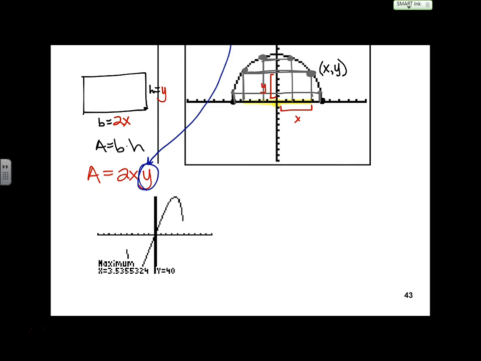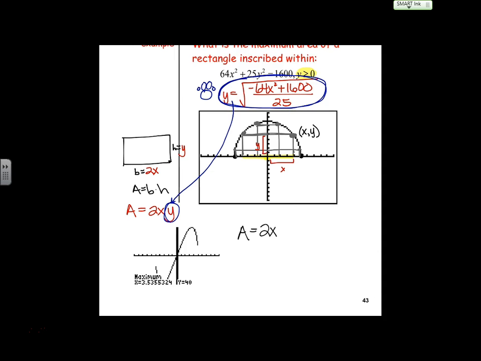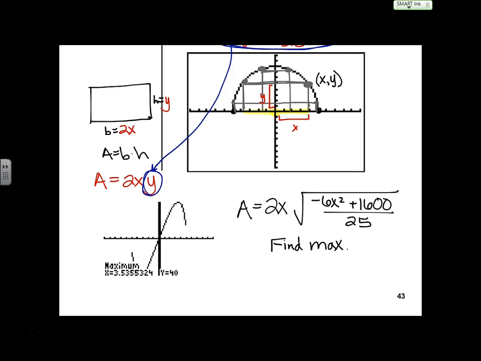So then we're going to take that A, and plug in said y: 2x times the big old nasty whatever, calculator can handle it, square root of negative 64x squared plus 1600 all over 25. Whew. What do they want us to do to this function? Solve for x as a function of A. Find the maximum area of the rectangle.